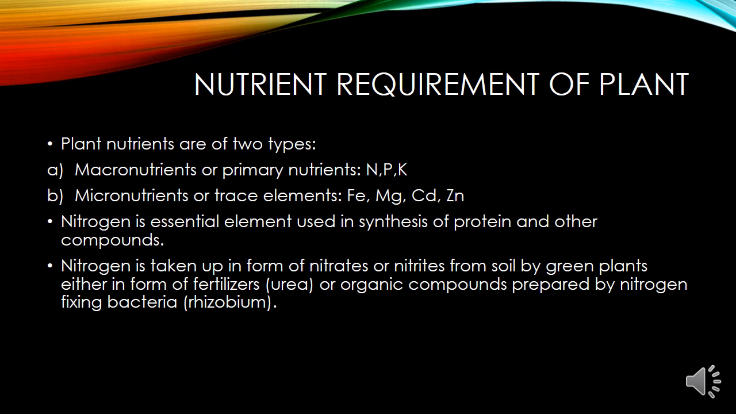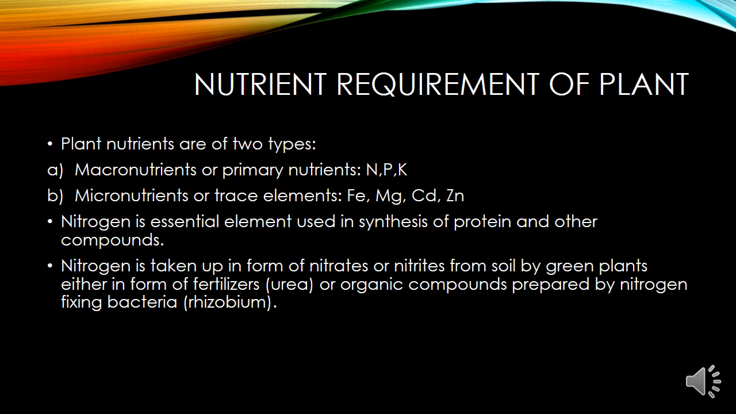Second is micronutrients. They are required in very small amounts by the green plants for their survival, and therefore they are called trace elements. They include iron, magnesium, cadmium, zinc, molybdenum, and many others. Now macro and micronutrients are obtained by green plants from the soil or from the fertilizers which we give them. Out of these N.P.K or the micronutrients, nitrogen is the most important essential element for green plants.